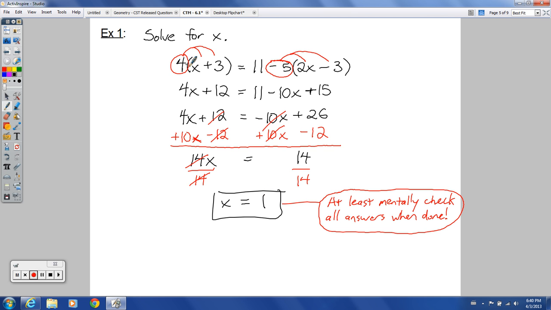So plug this back in. We've got 4 times, we'd do 1 plus 3 first. That would be 4. 1 plus 3, and then 4 times 4 would be 16.